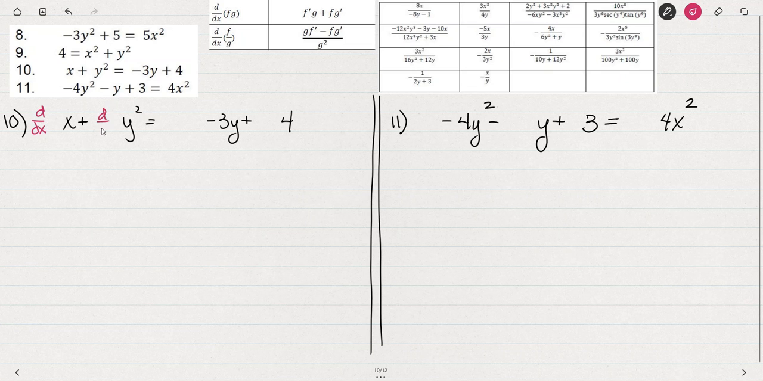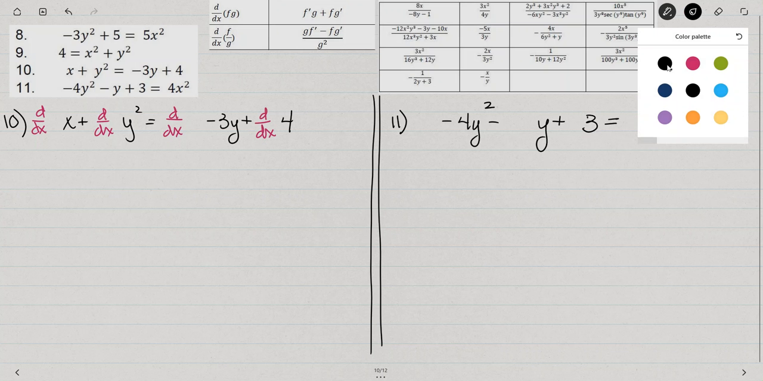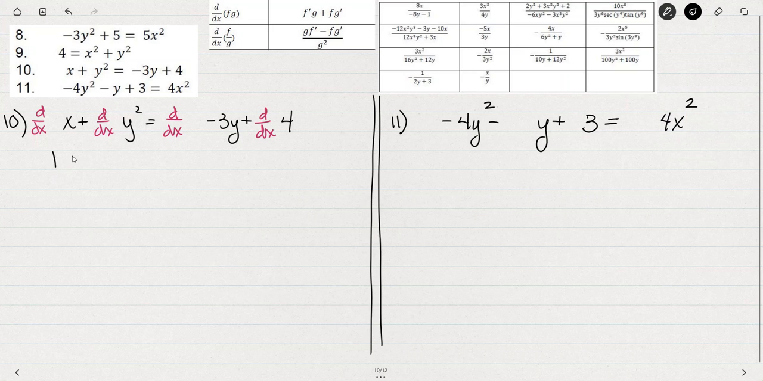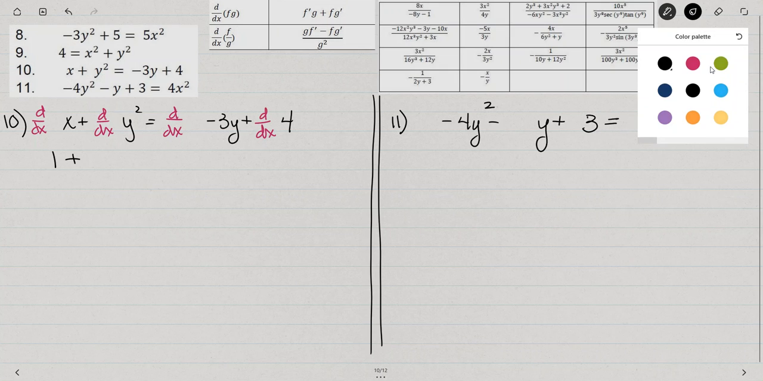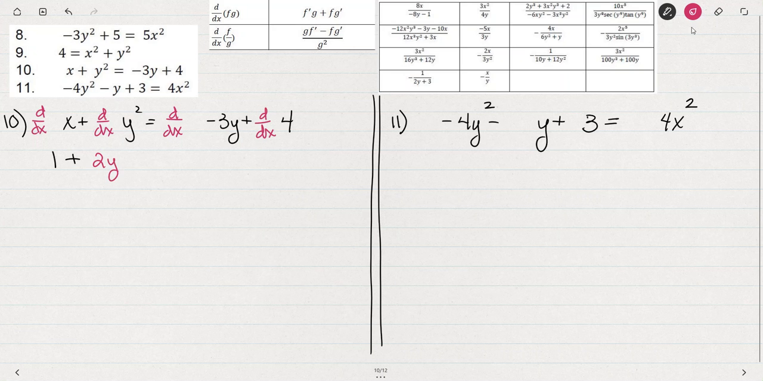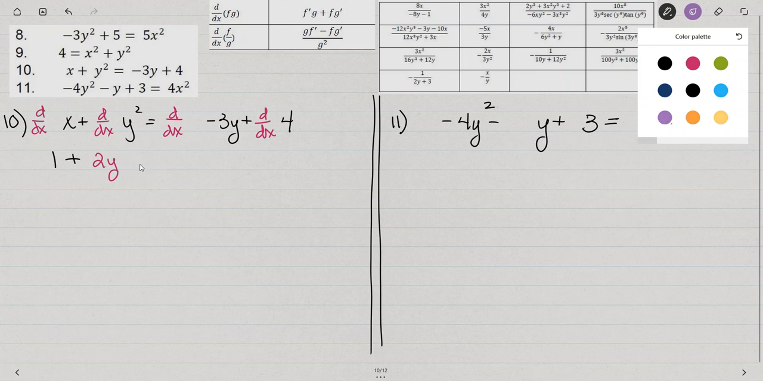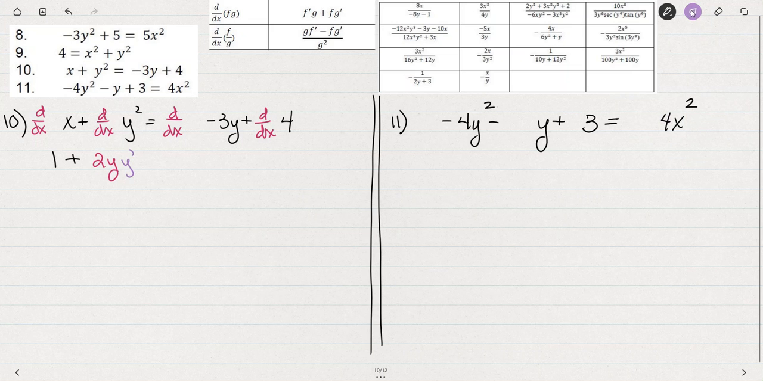Moving right along, number 10, the derivative with respect to x of x is going to be 1. The derivative with respect to x of y squared will be 2y y prime. The derivative with respect to x of negative 3y will be negative 3. And then don't forget to chain, so times y prime. And the derivative with respect to x of 4 is just 0. Derivative with respect to x is 1. Plus, here I've got a y, so I've got to be mindful of chaining. 2y times the chain y prime.